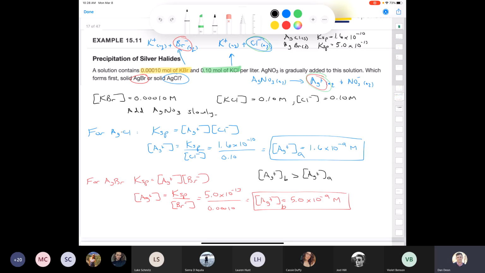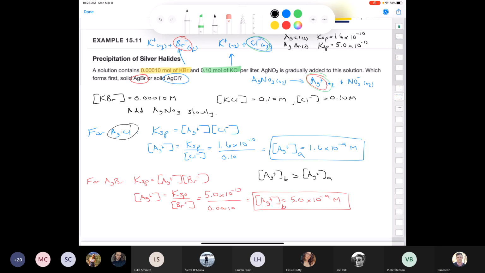If you're like, I don't follow you, well, think about it. This is the amount of silver that you've got to have to cause precipitation of silver chloride. This is the amount of silver that you've got to have to cause precipitation of silver bromide. This number, 1.6 times 10 to the negative 9, is smaller than 5.0 times 10 to the negative 9. This is a concentration, so that means you need a lower concentration of silver ions to form solid silver chloride precipitate. Give me a thumbs up if you follow me on that one.